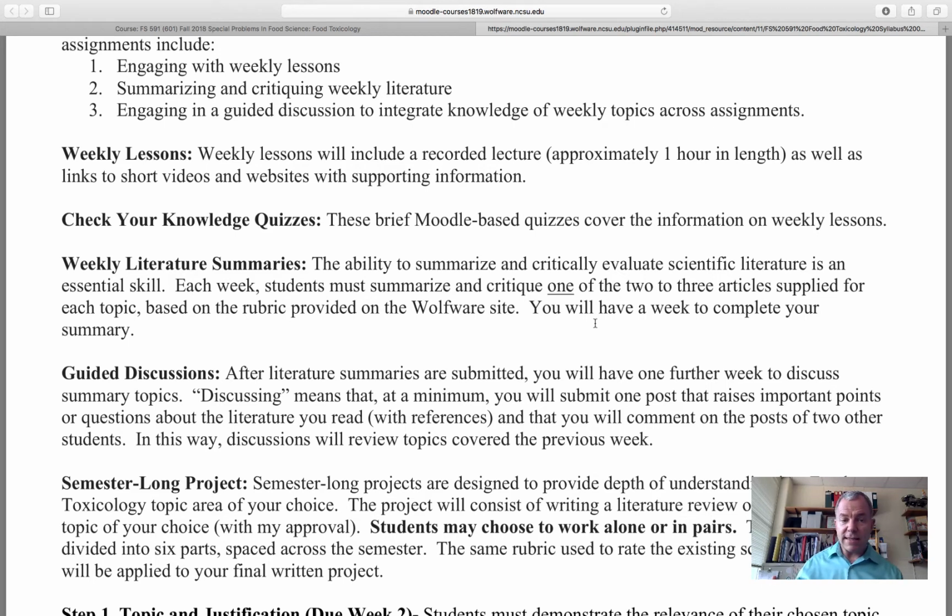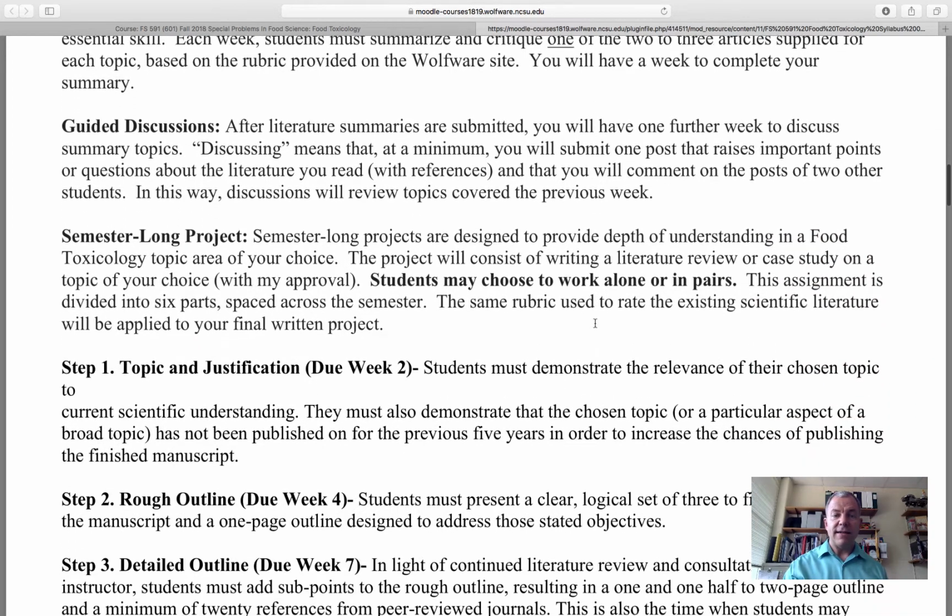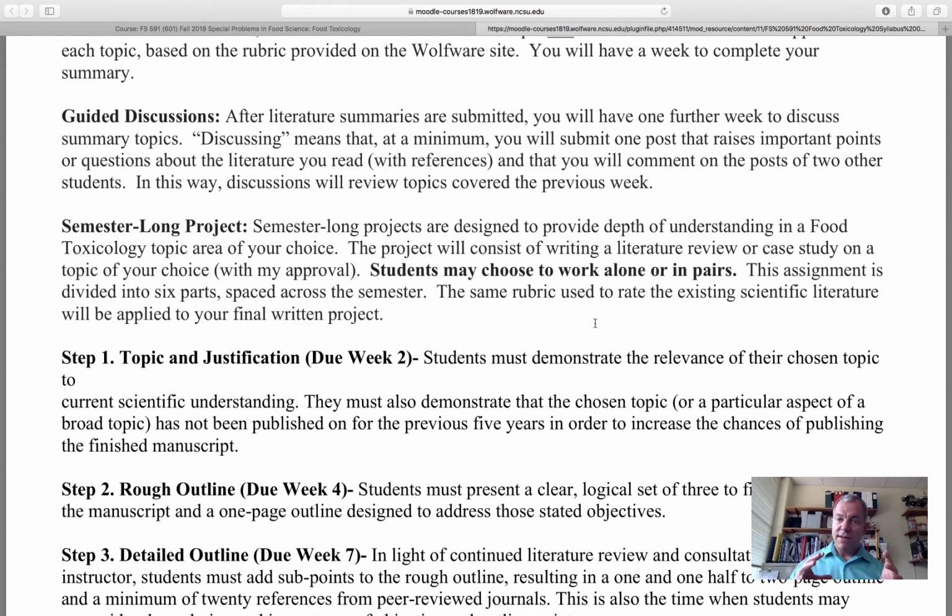You're also going to be looking at the literature that's actually posted on the Moodle site for you. So you can choose one of 2 or 3 articles that are posted and summarize that according to a template that we've posted on the Moodle site for you. Finally, there will be guided discussions where we discuss the literature that you read and that other students read over the course of the week, and then talk about what the implications are for food toxicology.